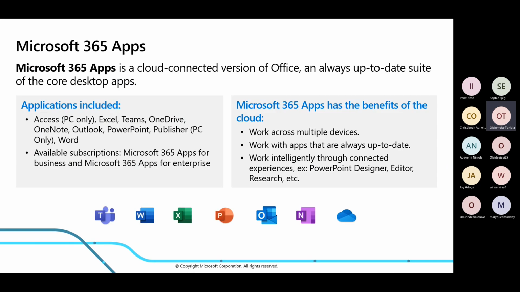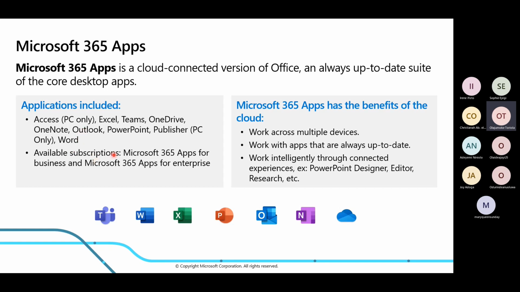Let's look at them. So you have Microsoft 365 apps, the cloud connected version of Office. Microsoft 365 apps is different from Microsoft 365. Inside Microsoft 365, you have apps which are called Microsoft 365 apps. And these apps include what? Access, which can only be used on PC. Excel, you can use it online and on PC. Teams, you can use it on your desktop, your PC and online. OneDrive for Business, OneNote, Outlook, PowerPoint, Publisher is also PC only. But Word and every other thing here, you can use on both your PC and online.